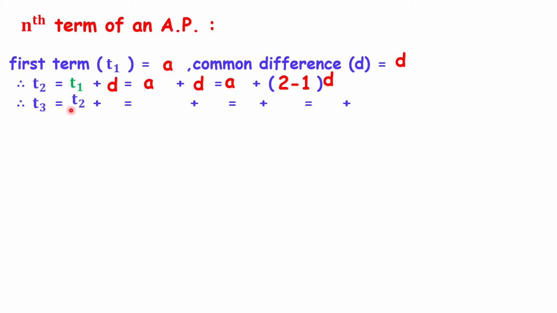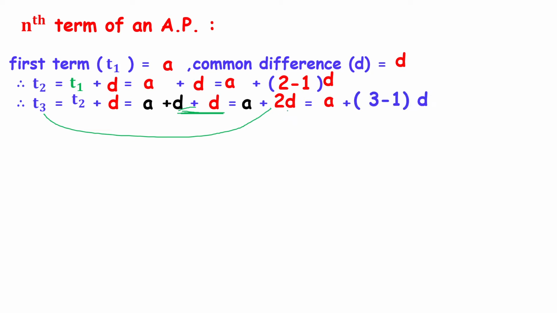That means T3 is equal to T2 plus the common difference D, and T2 is A plus D. Therefore, substitute the value of T2 here: A plus D, and plus D. D plus D is nothing but 2 into D. Now express the coefficient of D in terms of 3. Therefore 2 is equal to 3 minus 1, into the coefficient D.